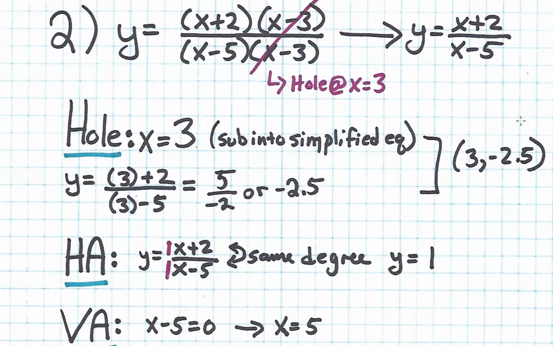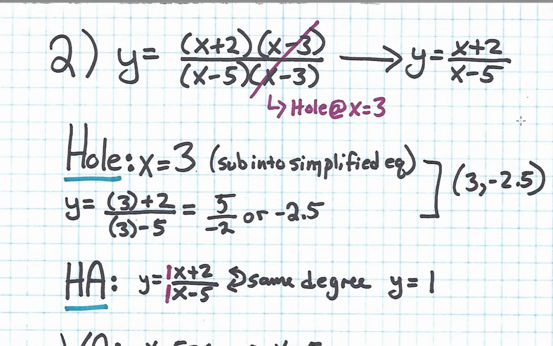Next, we've got number 2 that is already in factored form. This is the first problem where we do see a hole. Remember, any term that will cancel out through simplification on the numerator and denominator as a common factor will be where your hole is located. Whatever makes that expression equal to 0 is the x value of the hole.